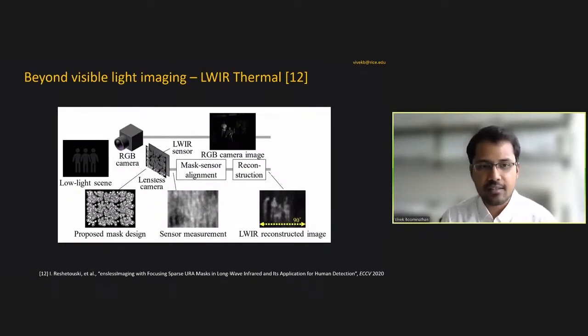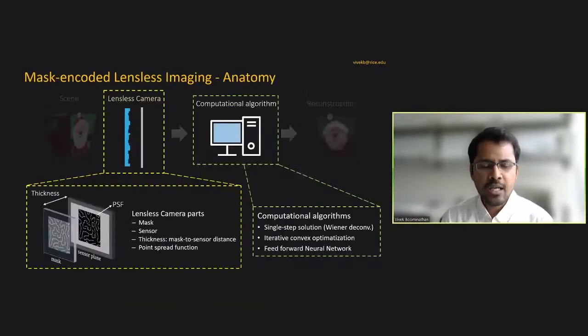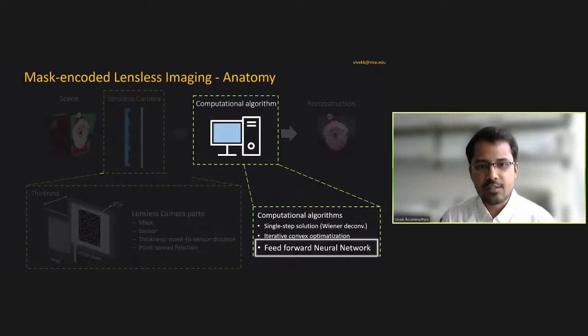In this work, they showed long wave infrared imaging, or thermal imaging, using an amplitude type mask. So this gives lensless the advantage of also being used beyond visible light without a huge increase in cost of the optics. Okay, so we talked about the lensless camera side. Now let's talk about the computational algorithm side, specifically the feed-forward neural network algorithms.